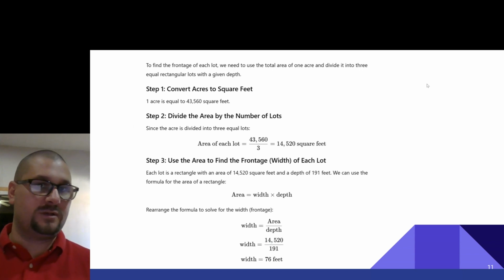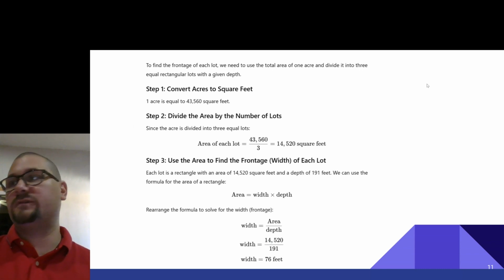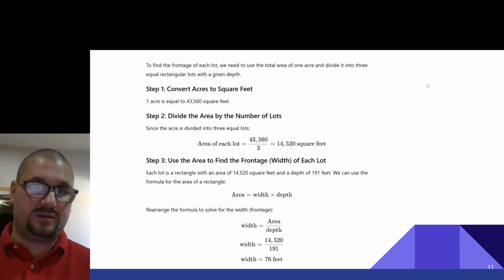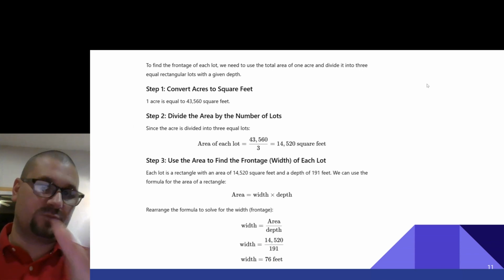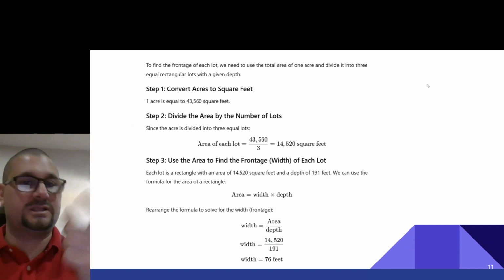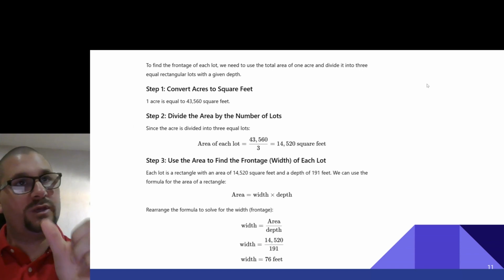So how many lots do they want? 3. So take 43,560 square feet divided by 3. Now you get 14,520 square feet. So you use the area to find the frontage, which is the width, right? We said width, which is the frontage, not the depth. That's the width. How wide.